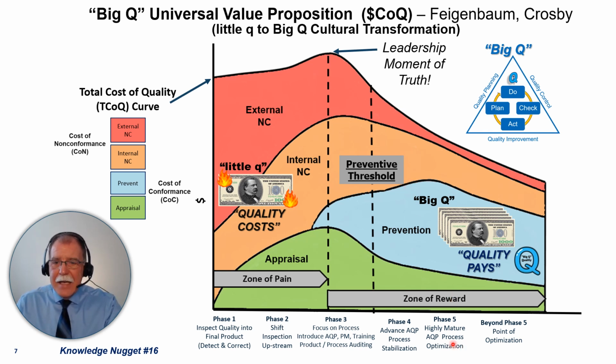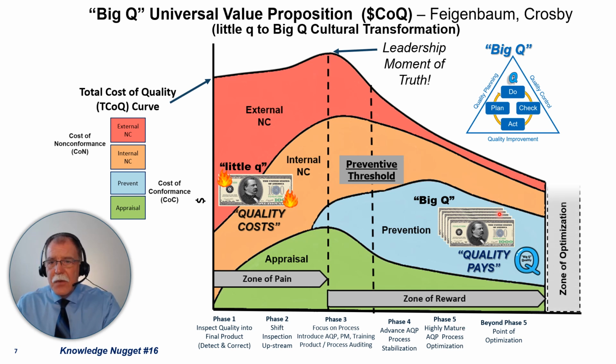And you can see as we make it through phase 5 and we start to level out, we make it to this point of optimization, this zone of optimization. So when I reach this zone of optimization, look where I am on the cost axis compared to where I was when I started. This is the potential magnitude that big Q quality can have on an organization. This is why we say that big Q quality pays the organization and little q quality costs the organization.